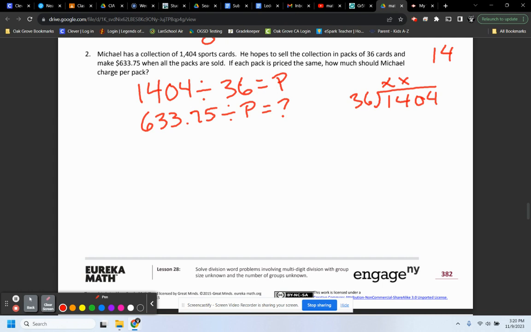Let's see if 4 times would fit. No, it doesn't look like 4 times would fit. So we're going to try 3 times based on our estimate. And 3 times 36, well, that's going to give you an 18 right there. Carry the 1, you're going to get 108.